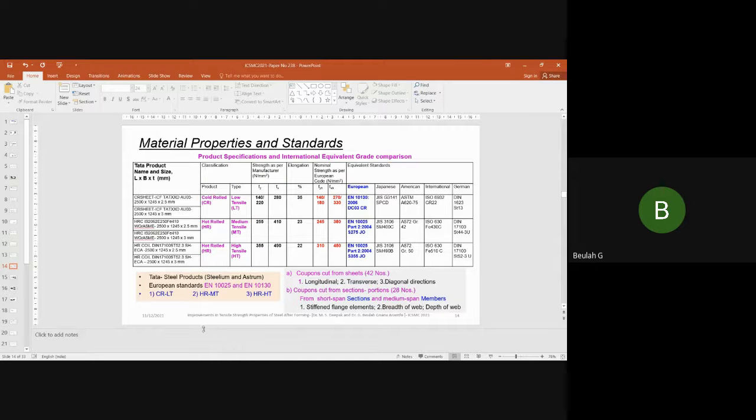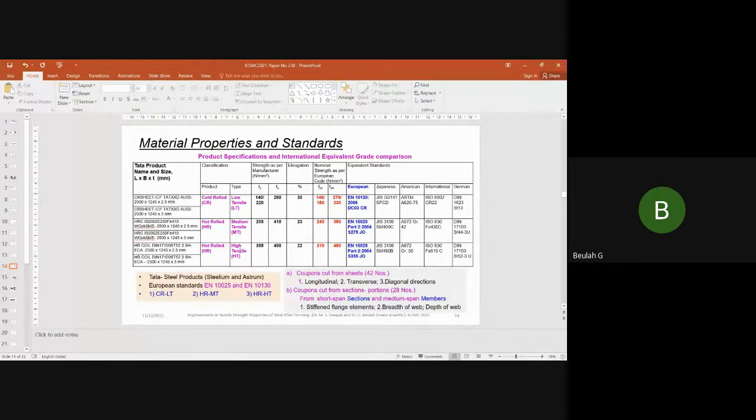So these are the three steels taken, which are the CRLT, HRMT, and HRHT. As per the European standards, Japanese standards, American and international German standards, the normal class strength falls within the range.